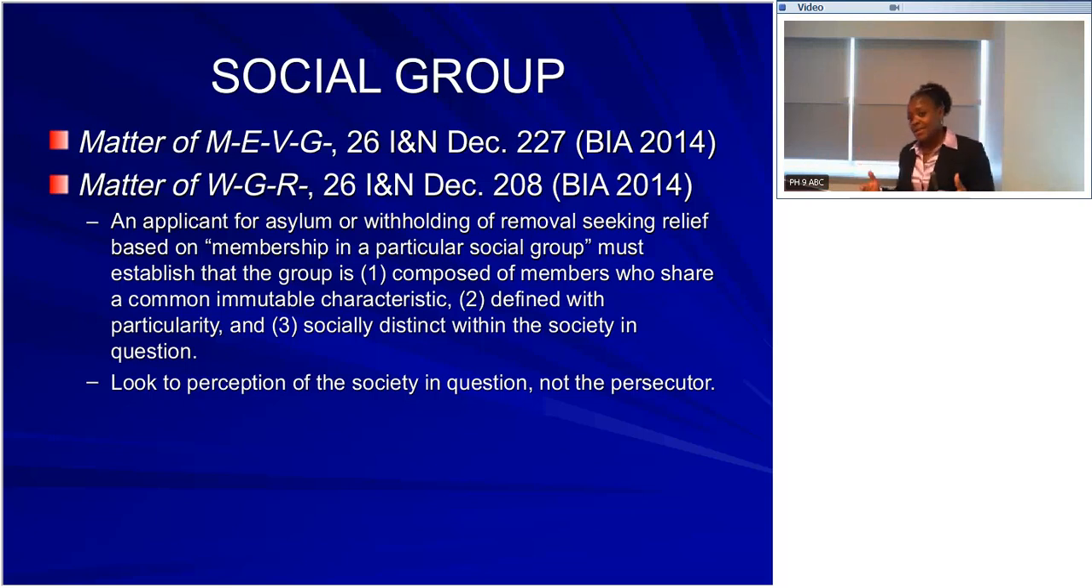As I said, this issue is not resolved in the Third Circuit. And one of the reasons why it's not resolved is because nobody really understands what defined with particularity means, right? And how that is different from socially distinct within the society. The other problem is that these additional requirements now place a burden on the applicant, right? How would you go about demonstrating that a particular social group is socially distinct within the society in question? That's a question. It's not a rhetorical question. I'm asking you.